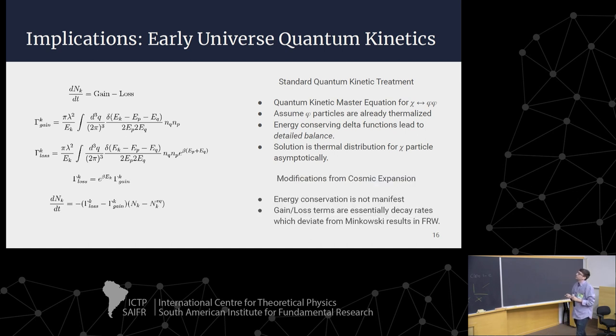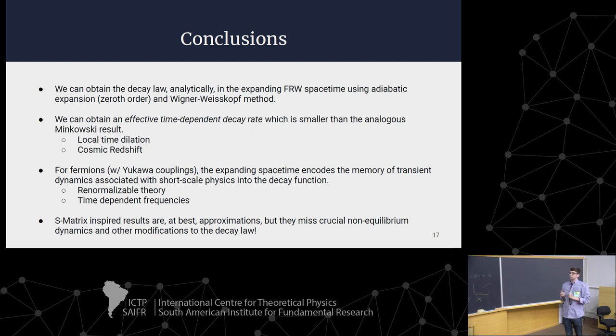However, notice there are these energy conservation delta functions appearing here, and I've already said that those are suspect. So we should really wonder if we can use this approach. Furthermore, these gammas are essentially the inverse decay and decay rates, and we've already seen that sometimes those can be sufficiently different from the Minkowski case. So what we intend to do is report on how and when this quantum kinetics changes when you actually calculate everything in FRW.